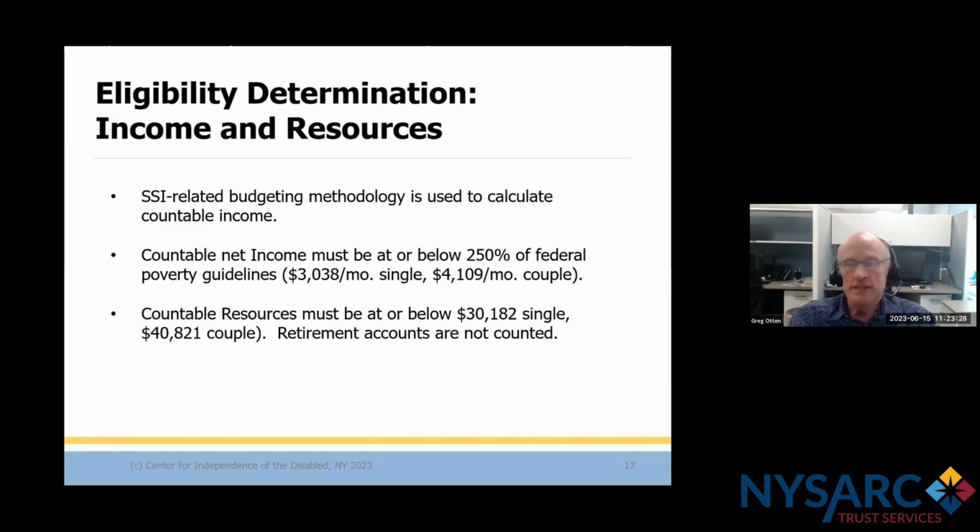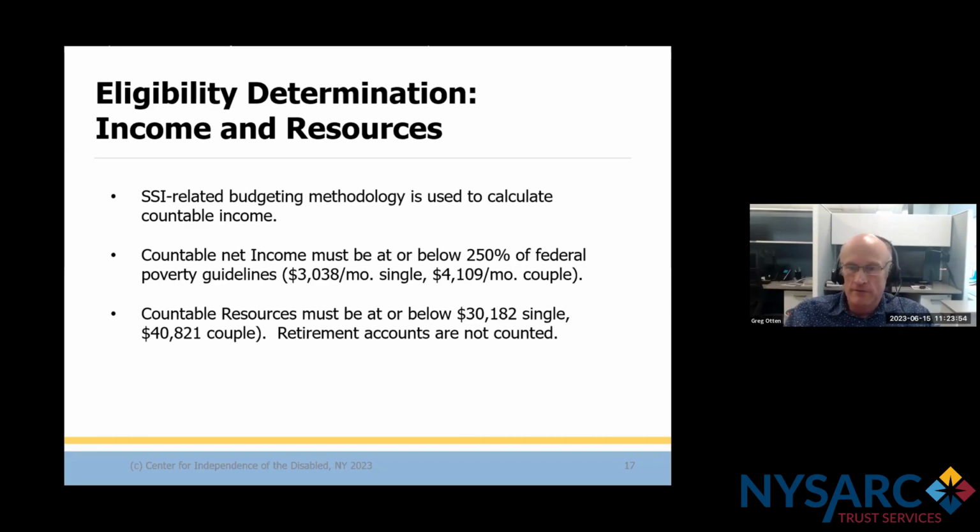SSI related budgeting, that's a wonky term, but basically it means less than half of earned income counts. And I'll go over the specifics of how that works in a little bit. They call it SSI related. That just means a budgeting methodology used for the disabled, aged, and blind.